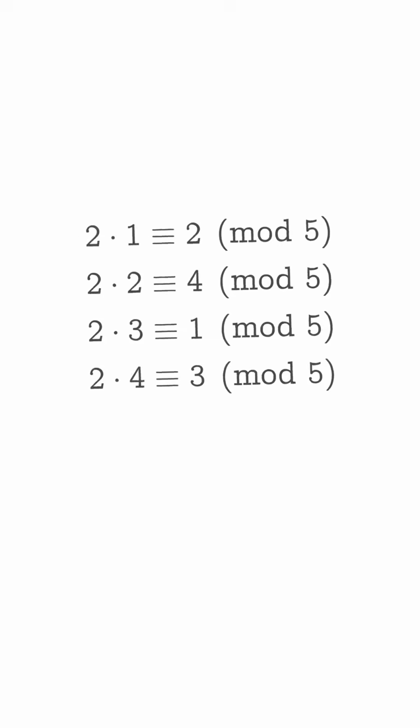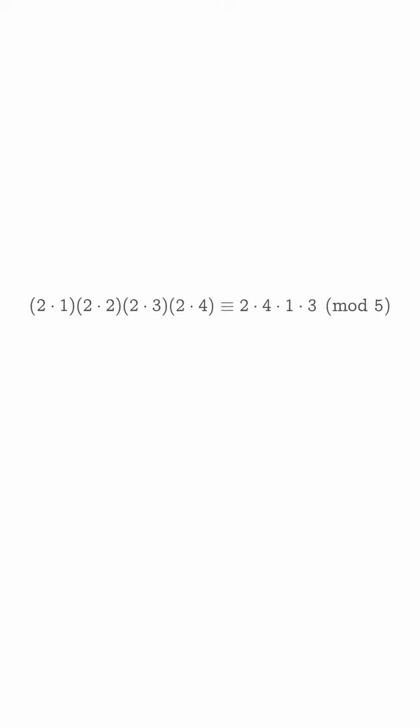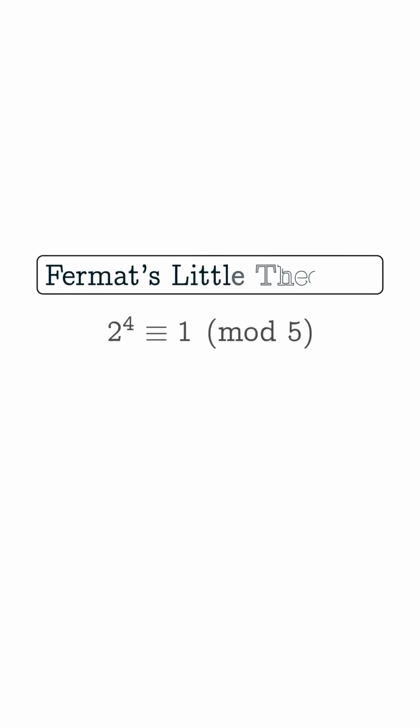Take the first 4 multiples of 2. Evaluate the remainders mod 5. Multiply all these congruences. 1, 2, 3 and 4 are relatively prime to 5, so we can cancel them out from both the sides. Finally, we get 2 to the power 4 congruent to 1 mod 5.